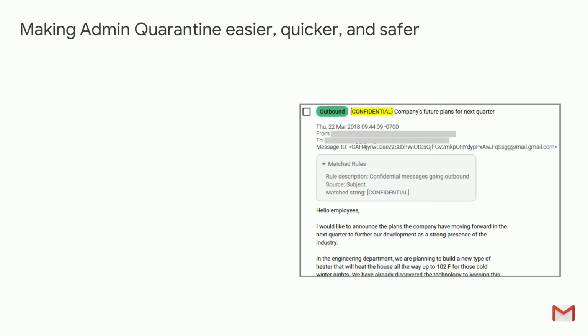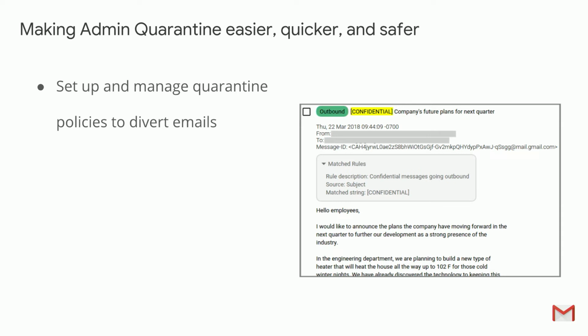Admin Quarantine helps your organization prevent spam, minimize data loss, and protect confidential information. You can set up and manage quarantine policies to divert emails that pose a risk before they're sent or delivered. You can then review these emails and take appropriate action to protect your organization and its data. We're now making it easier to see why emails have been quarantined directly in the Admin Quarantine interface. This information will make it quicker to review emails and easier to identify the right action.